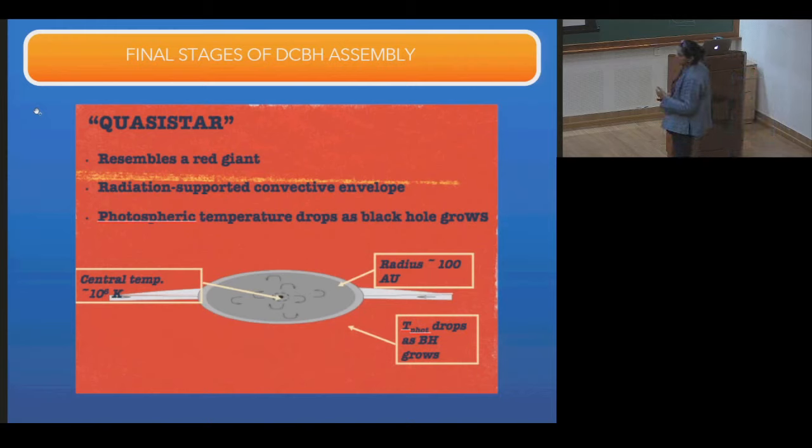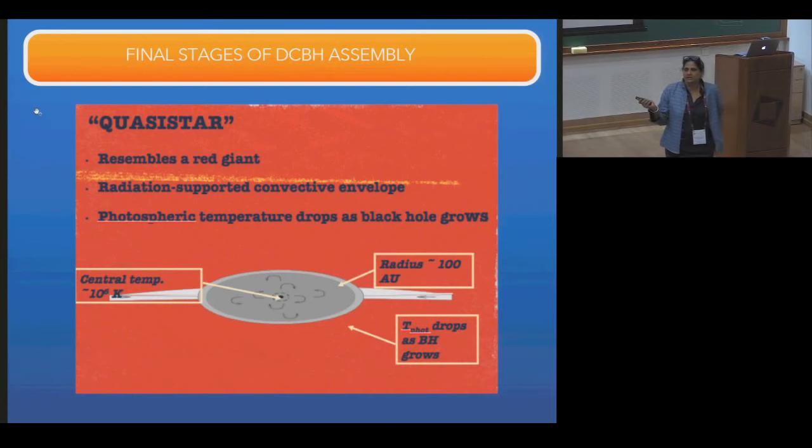There are speculations, there are calculations, that maybe what you have is that you make one little black hole from siphoning, you make a little central object, and then you have something that looks like a red giant star, huge convective envelope, radiation supported one, and then that feeds in, and then you get a final mass of 10 to the 4, 10 to the 6. So, if anyone wants to think about places where you could do some new work, this is an area where there's a lot of new work that could be done.